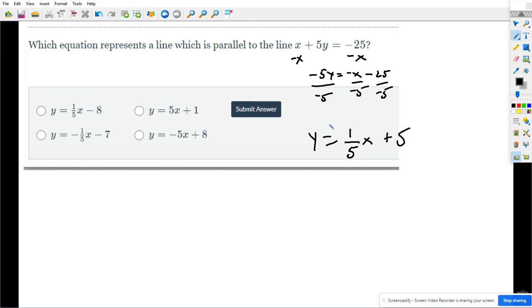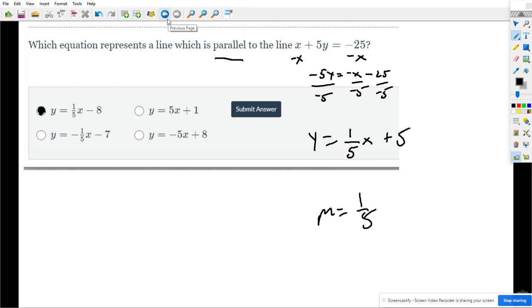So what is the equation that is parallel? Parallel means same slope. What's the slope? M equals 1 over 5. So any line here that has a positive 1 over 5 would be a line that's parallel. And that, of course, is that right there.